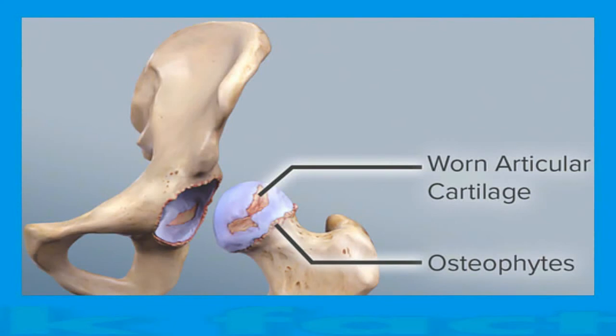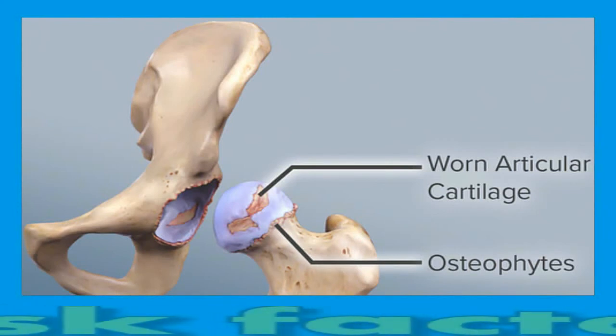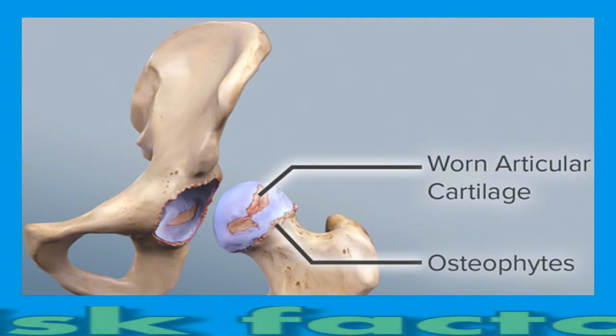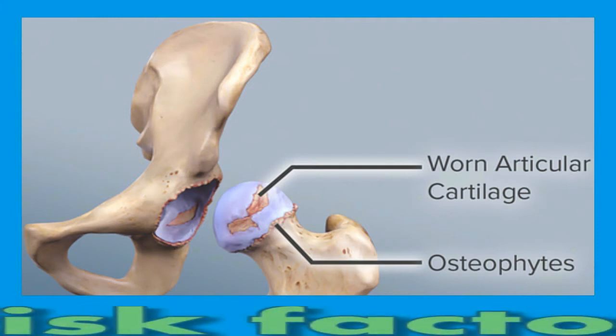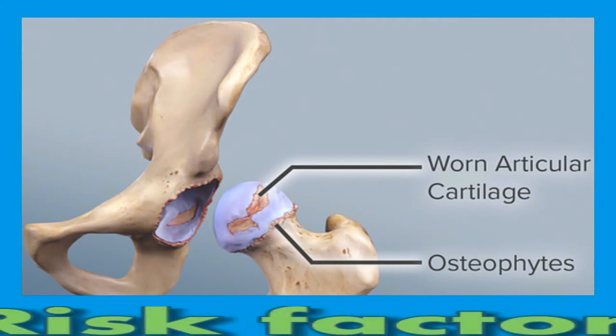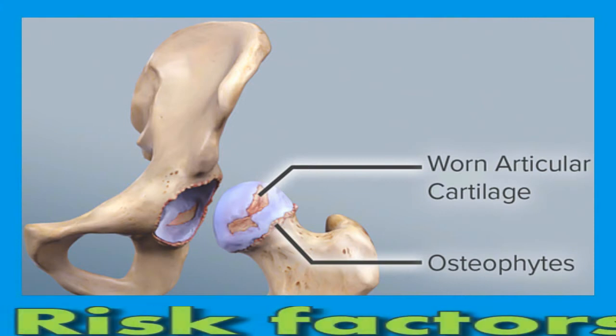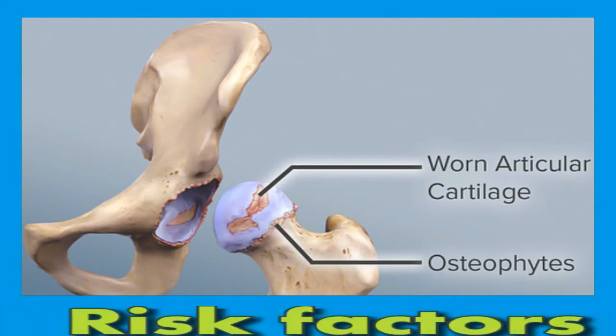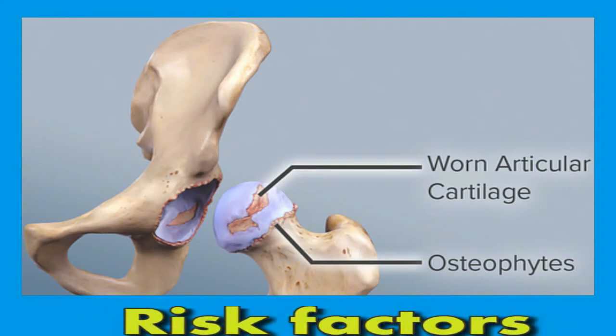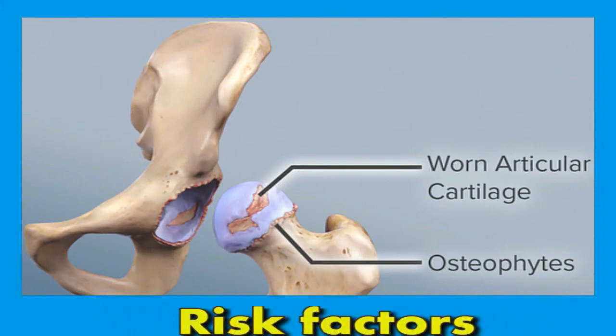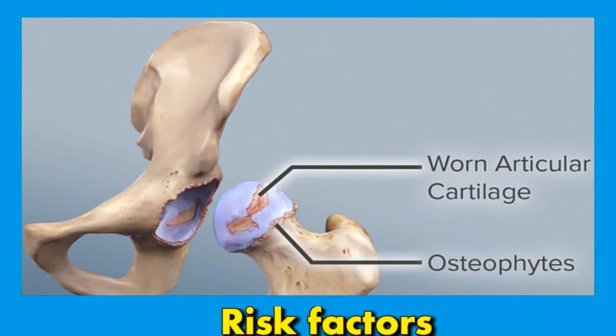Risk factors. Risk factors for osteoarthritis include becoming older, being female, previous injury to the joints, having obesity, genetic mutations. Risk factors for rheumatoid arthritis include being female, environmental factors such as smoking, having a close family member with rheumatoid arthritis.